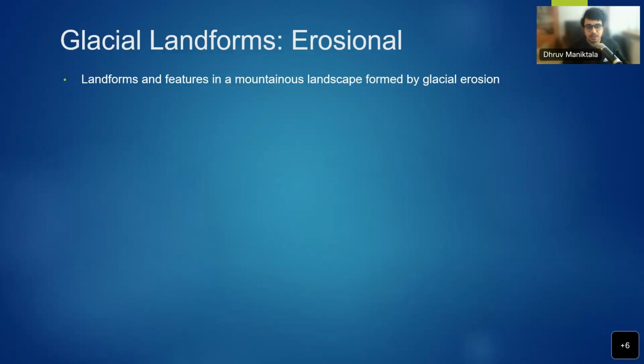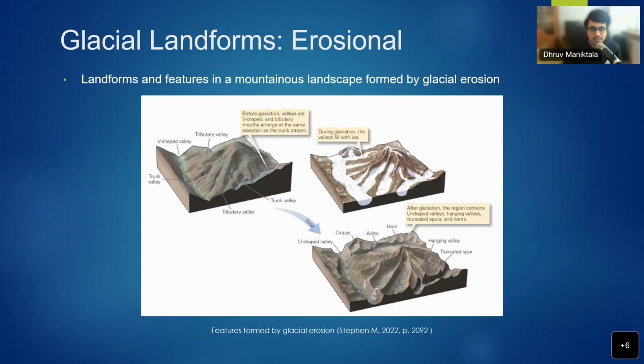So now we will look more closely into what different kinds of landforms the erosion of a glacier forms. Here you can see this image. It's a process of before glaciation, during glaciation, and after glaciation. Before, when there is lots of snow and ice in a mountainous region, we usually have V-shaped valleys, which are basically carved by river streams. And then we have tributary valleys that are joining the main river valley.